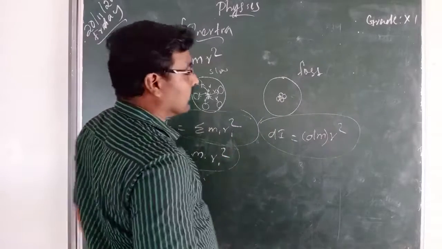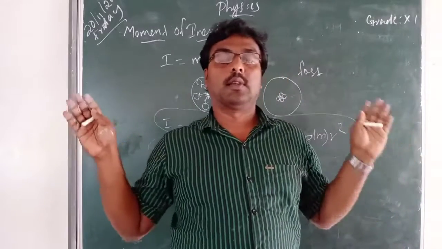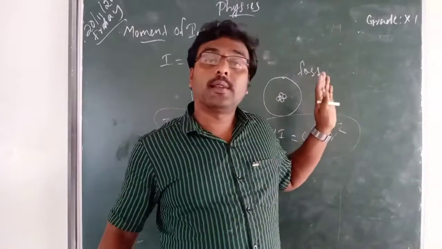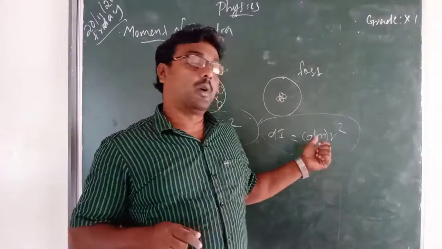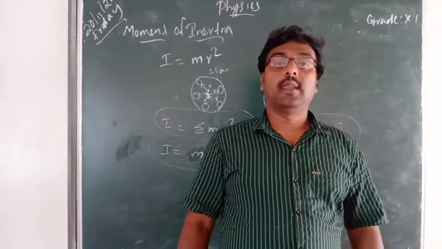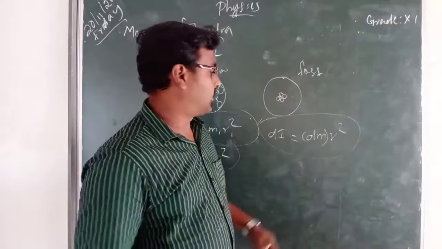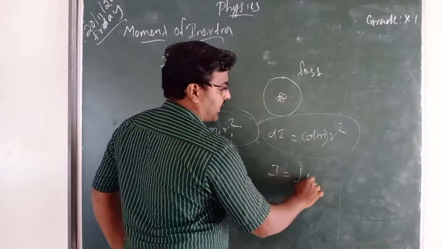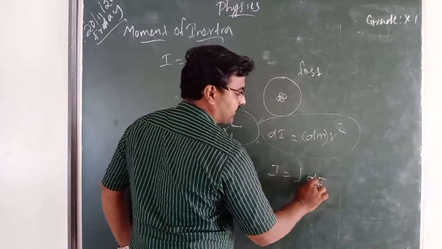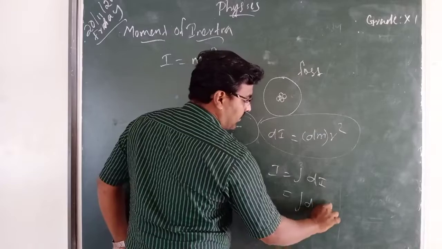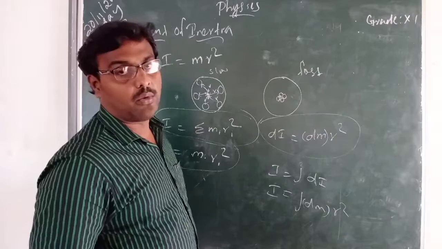So for a bulk object, sigma mi ri square. For a point mass, mi ri square. For an infinitesimal object, a very small object, to find out the moment of inertia, we use dm r square. Then you have to integrate this. So I is equal to the integration of dI. Integration of dm r square. That is how you can find the moment of inertia.